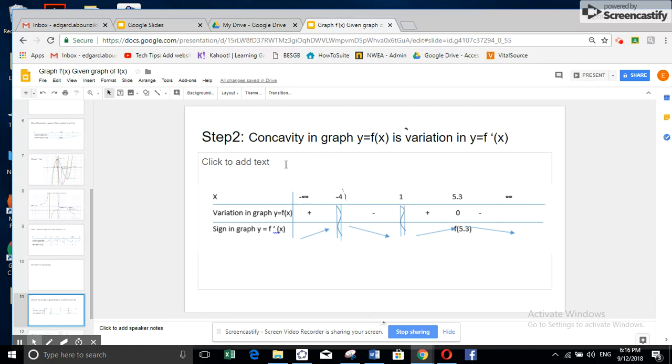So step 2, concavity and variation. I think that the time is over, so we're going to continue this example in another video. We're going to continue in part 2.